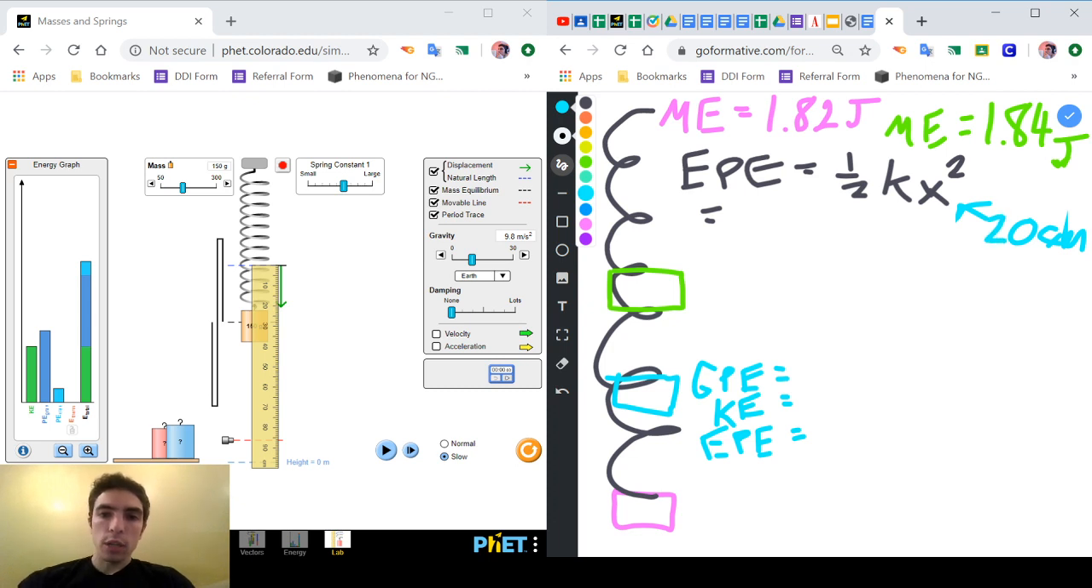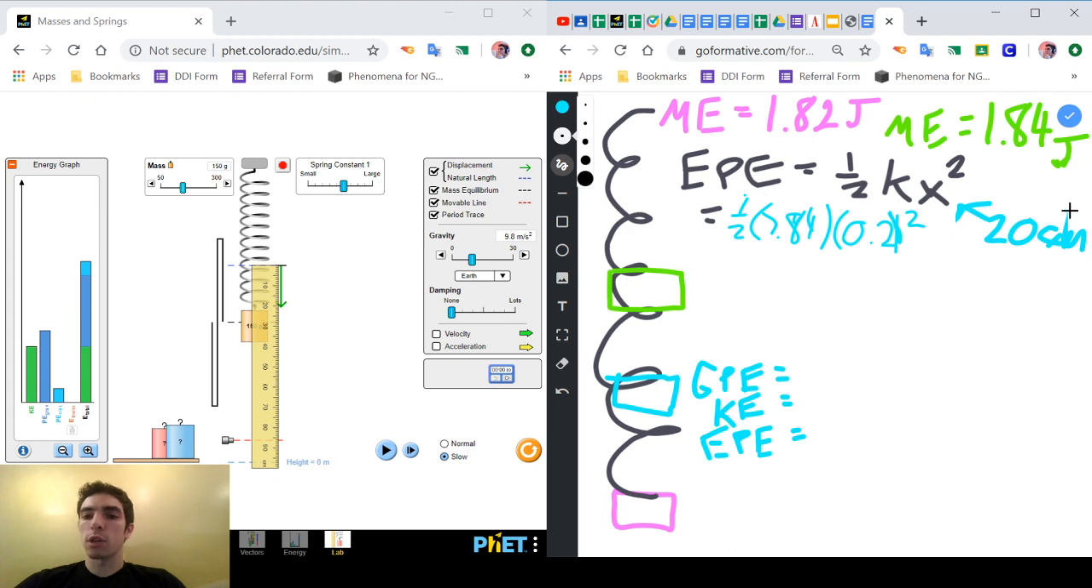Okay, so let's go ahead and do that calculation. So we've got 1/2, or 0.5, times 7.84 times 0.2 squared. Again, that 0.2 is just this 20 centimeters converted into meters. I just moved the decimal twice to the left, or I divide by 100. Don't forget to square that displacement. 0.5 times 7.84 times 0.2 times 0.2.